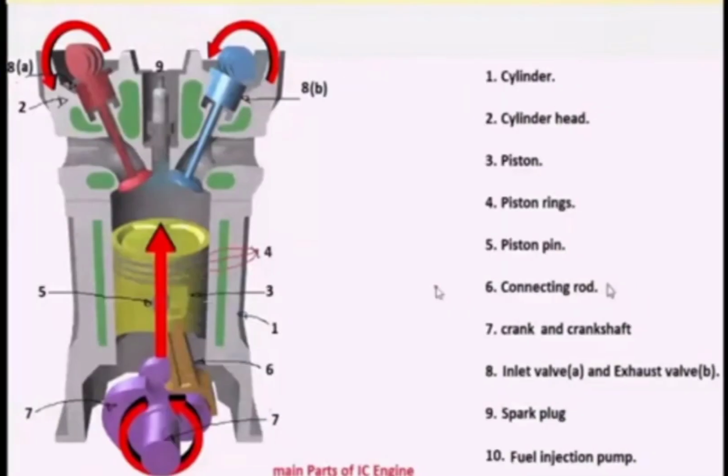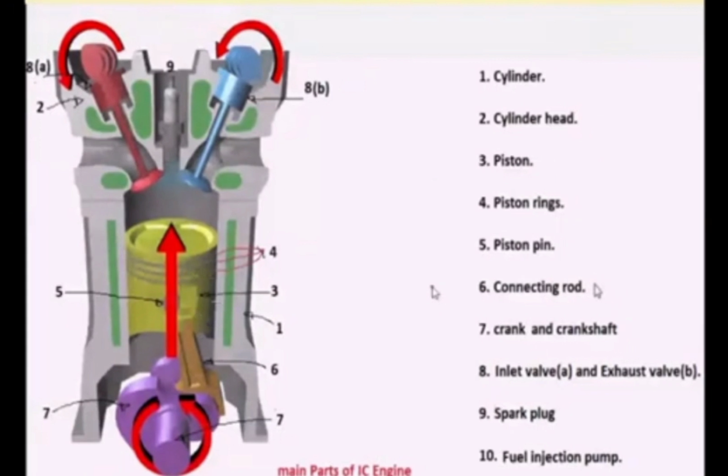Nakikita ninyo ngayon, ito ay isang halimbawa ng makinaryang sasakyan. At ito ay may 10 parte, katulad na lamang ng cylinder, cylinder head, the piston, piston rings and piston pin, the connecting rod, the crank and the crankshaft, the inlet valve and the exhaust valve, the spark plug, and lastly, the fuel injection pump, which is madali ninyo na lamang ma-identify kasi mayroon nang mga numero sa bawat parte.